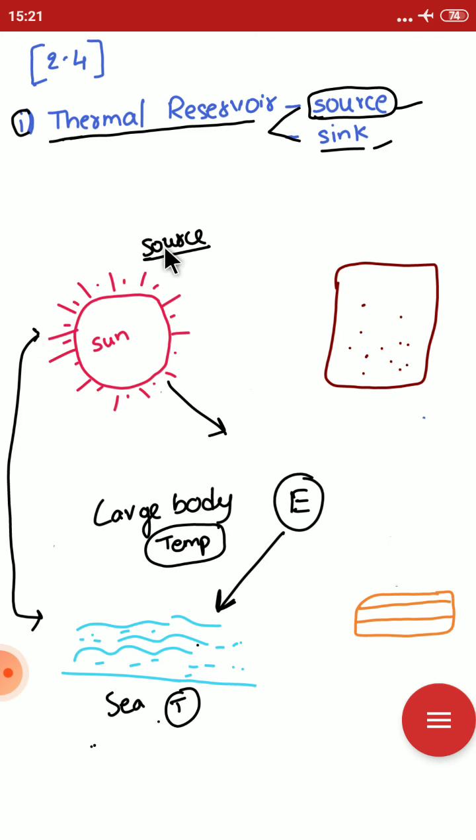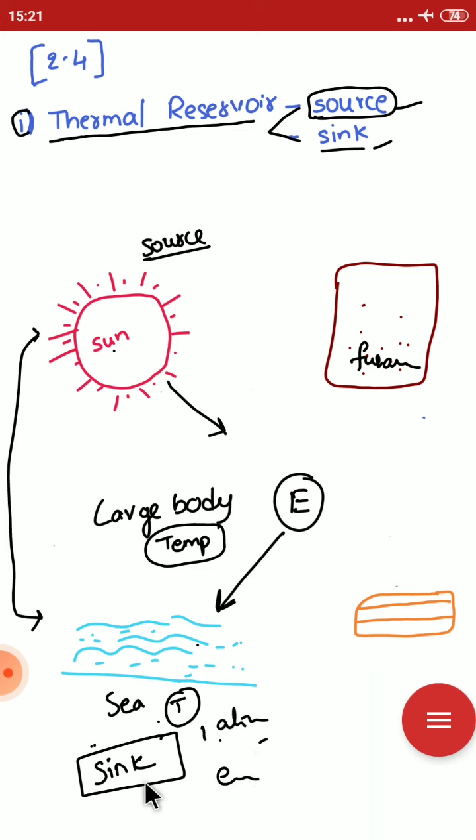Artificial reservoirs: the natural source is the sun, and the artificial source is a furnace. Next, the sink. Examples of natural sinks are sea water, river water, or atmosphere. The artificial sink is a condenser. Okay, we understood the basic terminology: what is the source and sink.